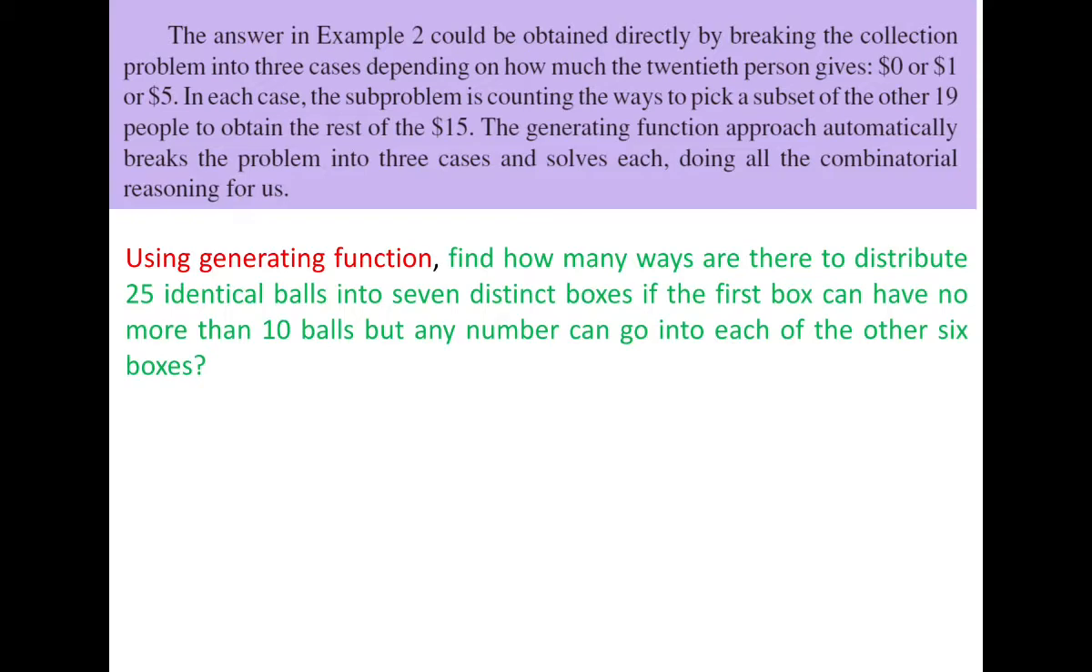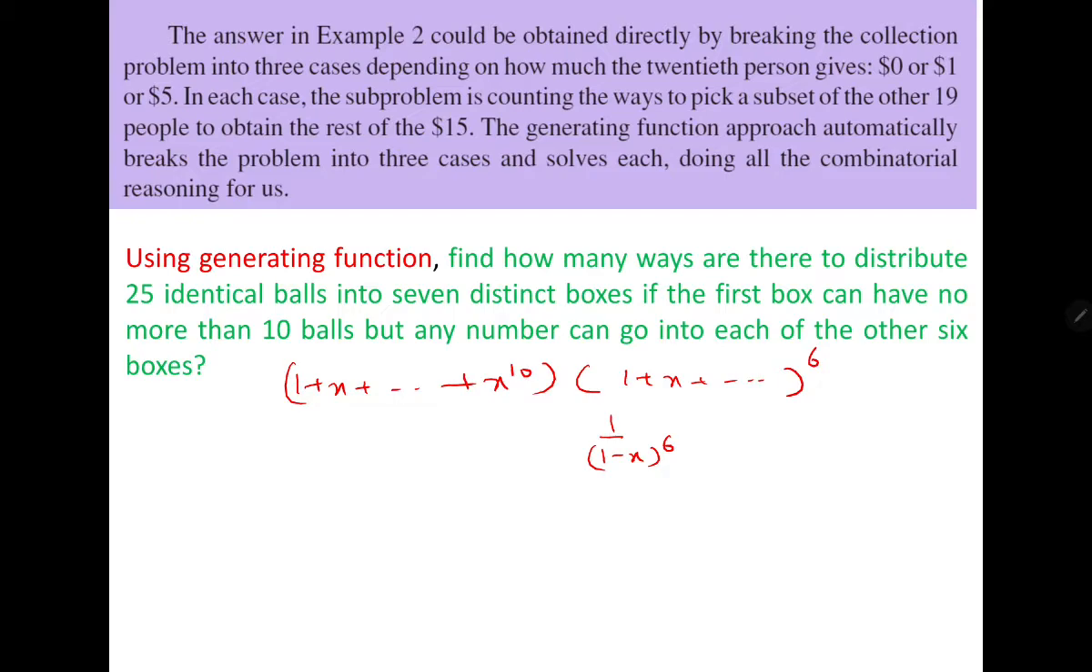How many ways are there to distribute 25 balls into 7 boxes if the first one can have no more than, so first one is at most 10 balls and any number can go in other 6. Again, quickly try to write down the generating function. So the generating function is 1 plus x raised to the power 10, and anything can go into the other 6. So other 6 means that 1 by 1 minus x raised to the power 6.